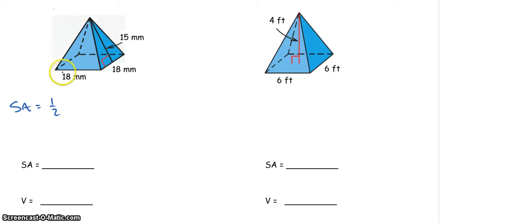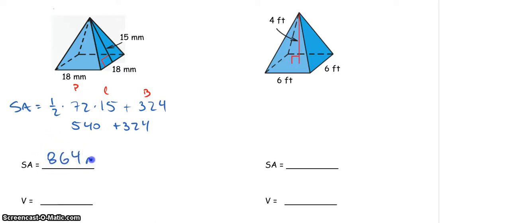Perimeter of base, well, we have 18 plus 18 plus 18 plus 18. So 18 times 4 gives me 72. So the 72, I'm going to put a little P above it so you know it's perimeter. Then the slant height, here the slant height is given to us, which is nice. So it's just 15. Now, plus the area of the base. In this case, we have a square base, so it's 18 times 18, which gives me 324. So when we do this math, half of 72 is 36 times 15 is 540 plus 324. My total surface area is 864 millimeters squared because my units is millimeters.